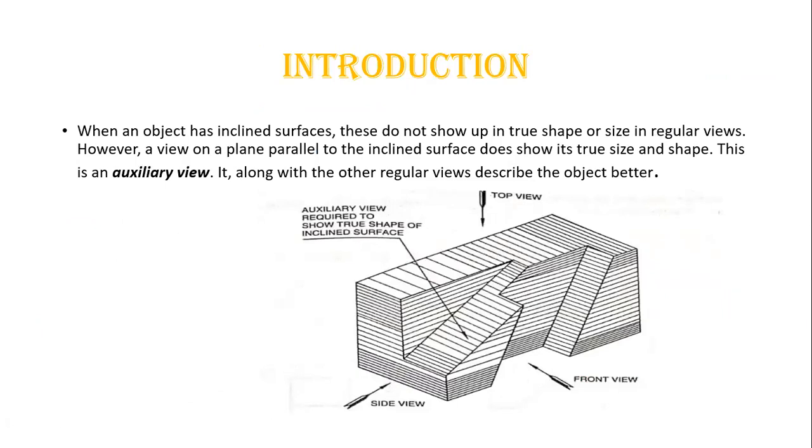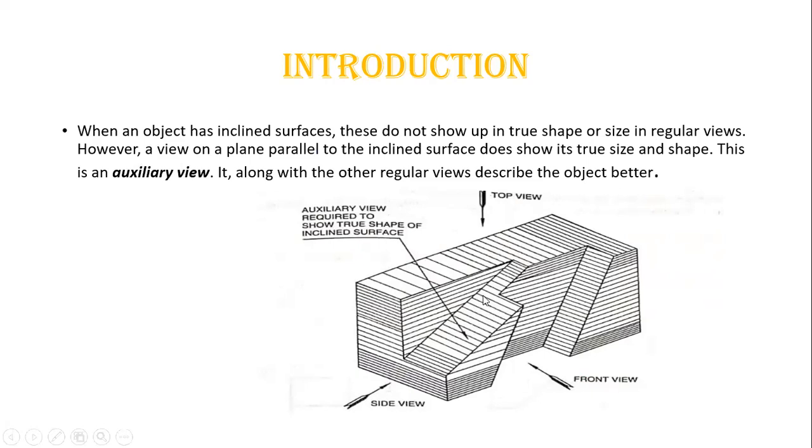In this auxiliary view introduction, first of all, we will see that when an object has an inclined surface, the inclined surface doesn't show the true shape or size. So, in order to obtain its true shape or size, a plane is assumed which is placed parallel to the inclined surface, and the view obtained on this plane is called auxiliary view.